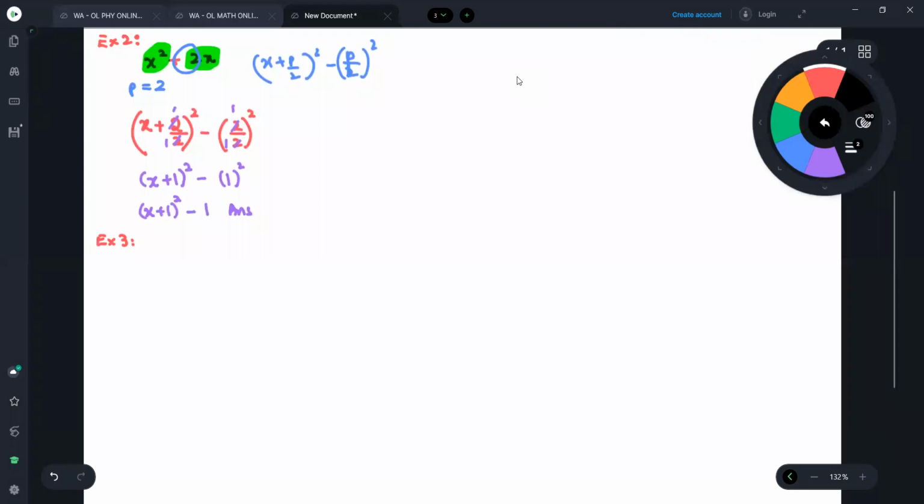I'll do this type of question with every single one of you. Okay, Abhiha. x square minus 6x. Abhiha, can you tell me what p is? P is the minus coefficient of x.